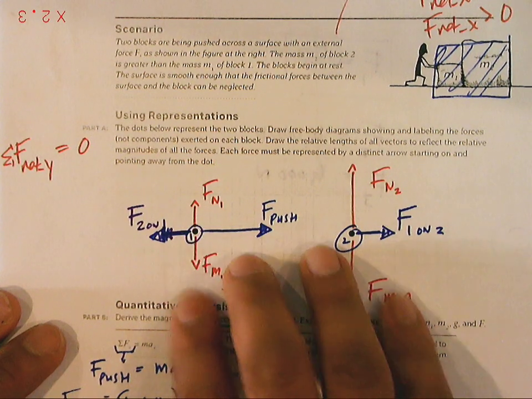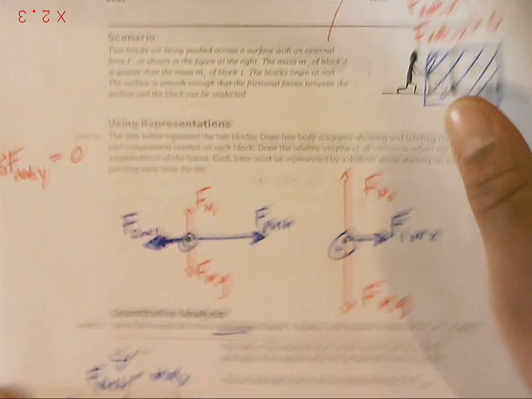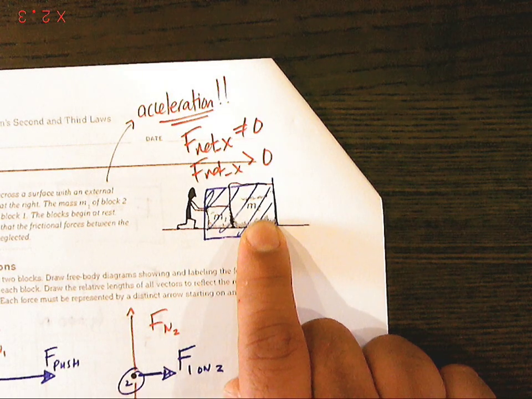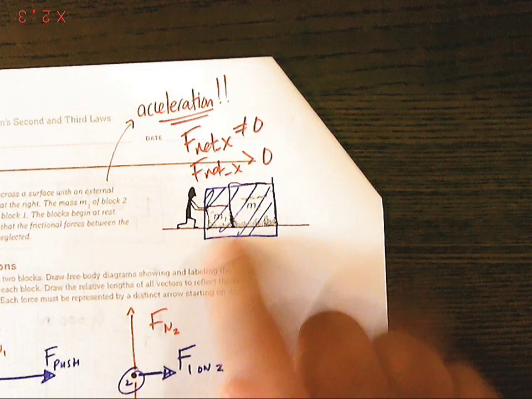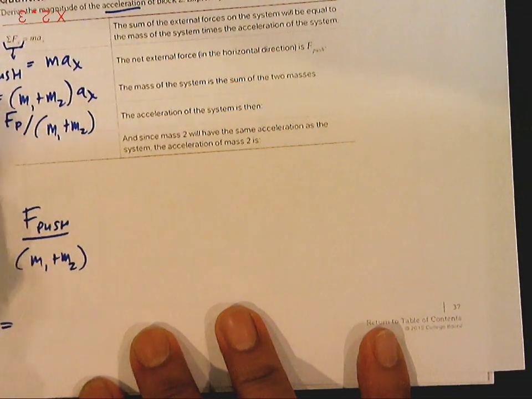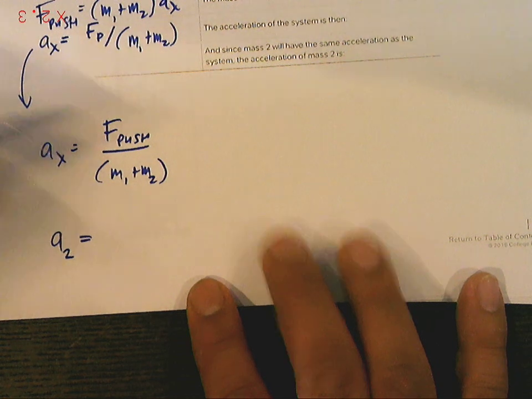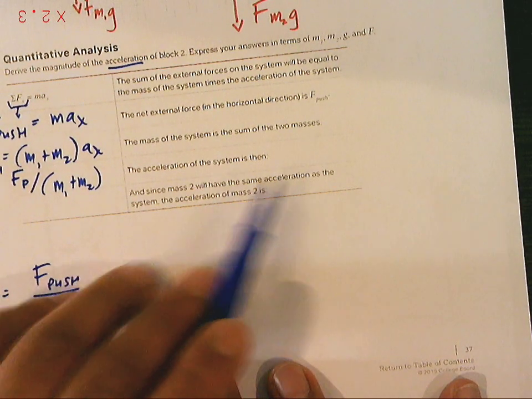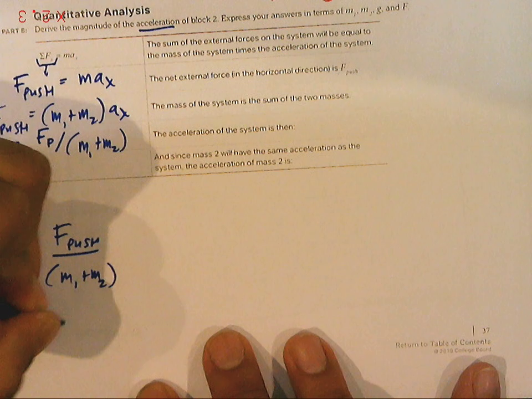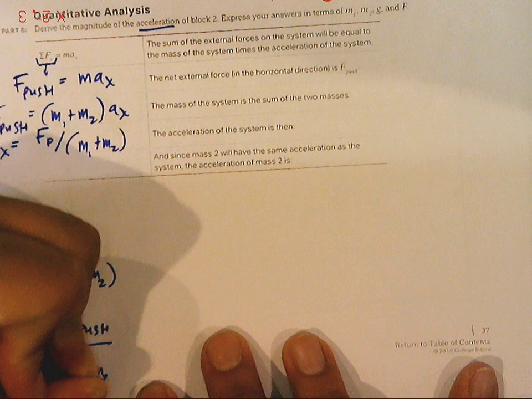You really have to focus on whether I'm analyzing an internal part of the system or the overall system as I do these problems. Well, in this case, since block 2 is really going to accelerate as the whole system, I can replace this a_x here with an a_2 and say that the acceleration of block 2 is going to be the same as the acceleration of block 1, which is the same acceleration of the entire system in the x. So I can just say, without a doubt, and since mass 2 will have the same acceleration as the system, the acceleration of mass 2 is just equal to F push divided by m1 plus m2.